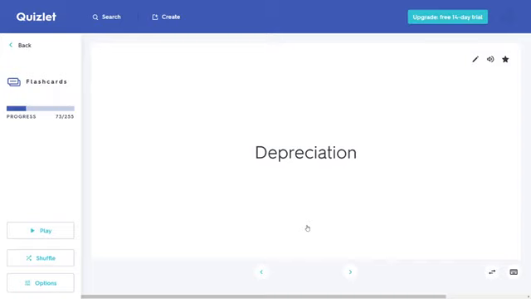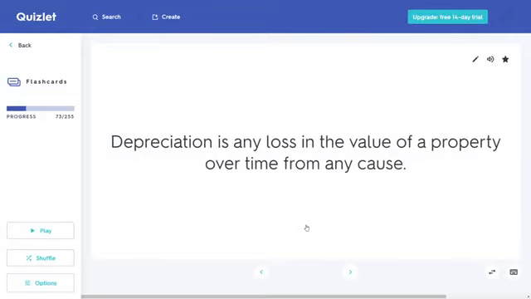Okay, depreciation. All right. Here's a few moments for you guys to think this one over. Okay, so do you guys remember when we talked about appreciation? Well, I mentioned that the opposite of appreciation is depreciation. So, using that as some context clues, you should know what depreciation is. Depreciation is any loss in the value of property over time from any cause.